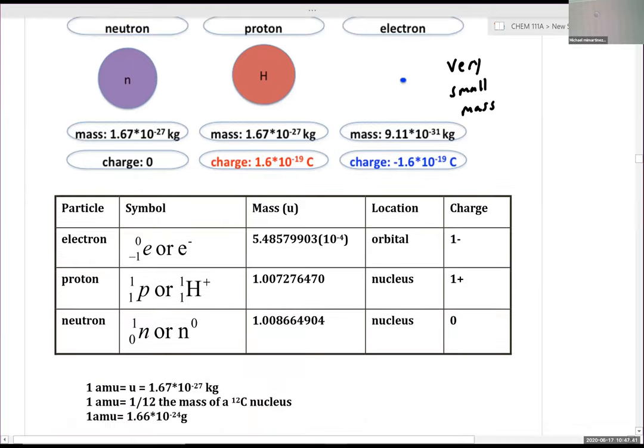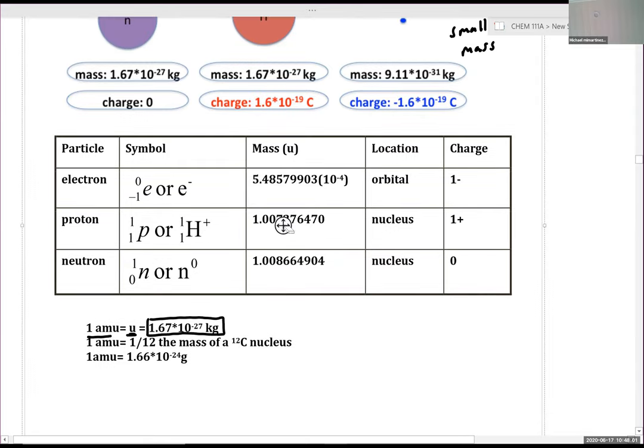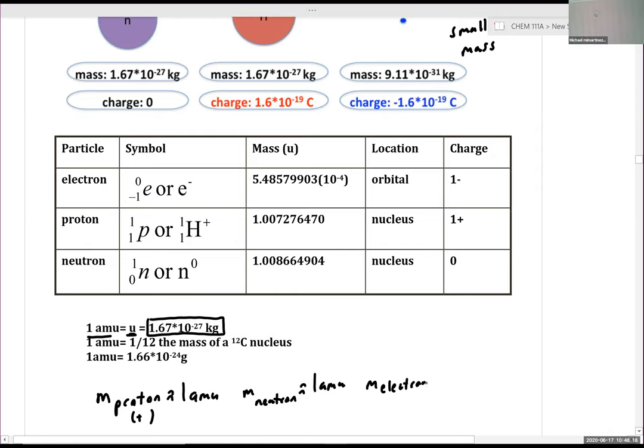Okay, so one way that we describe the mass of atoms and subatomic particles is the unit AMU, also abbreviated u. One AMU represents 1.67 times 10 to the negative 27th kilograms. So the mass of a proton is about one AMU. The mass of our neutron is about one AMU, and the mass of our electron is about 1 × 10⁻⁴ AMU.